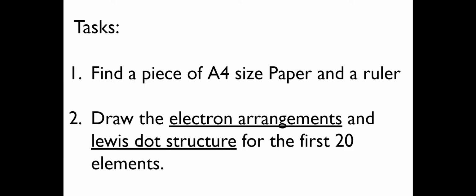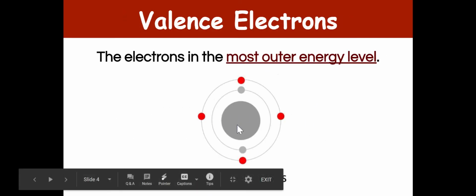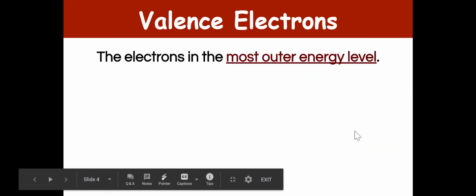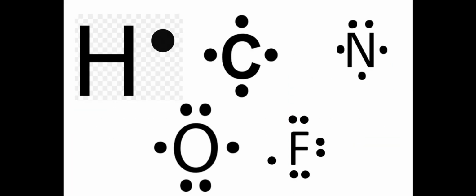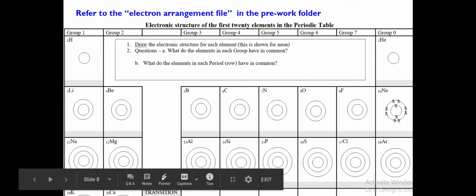Okay. So now the task for you for today is you are going to either print out the attachment in the pre-work folder. It's called electron arrangement, or you may just find a piece of A4 size paper and a ruler. I'm going to show you how to draw this. Okay, you're going to draw the electron arrangements, which is this kind of drawing, drawing the structure of electrons around the nucleus. And then the other thing you're going to draw is the Lewis dot structure for the first 20 elements. Okay, I'm going to show you how to. This is the paper I have put in the pre-work folder. It's called the electron arrangement file.